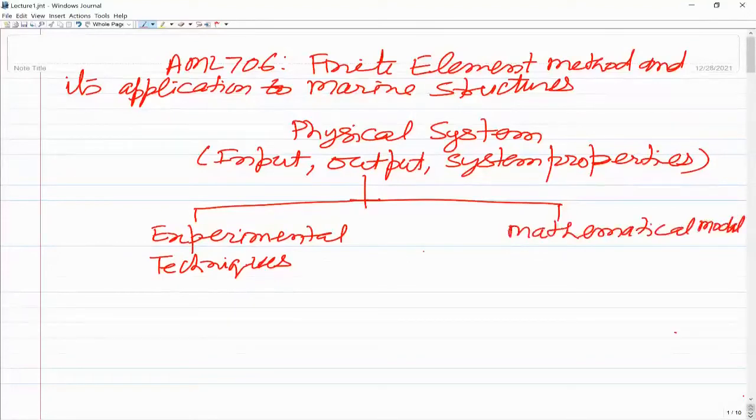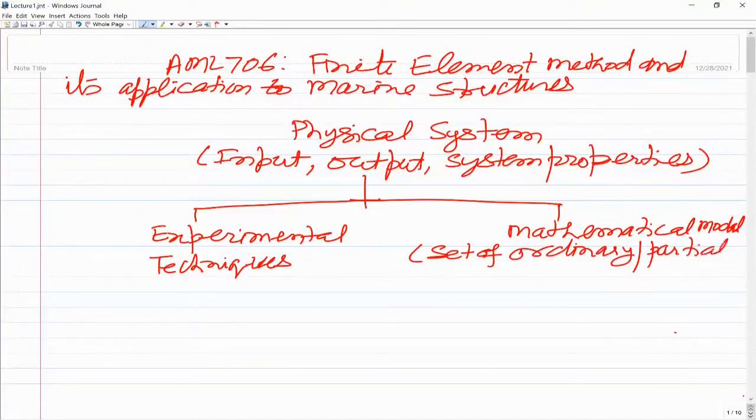And what we mean by mathematical model is usually we deal with what are known as either ordinary or partial differential equations, and sometimes a combination of algebraic equations also, together with boundary and initial conditions. So you have a set of ordinary or partial differential equations. I am presuming that you would have done some mathematics courses on ordinary and partial differential equations.